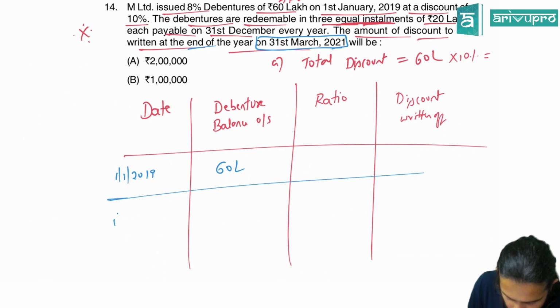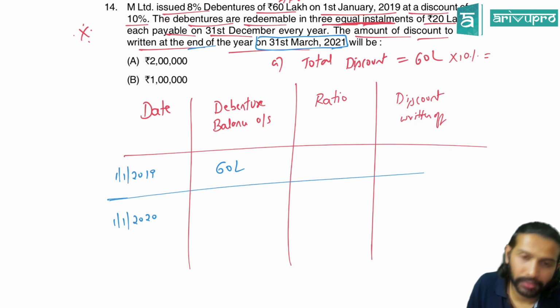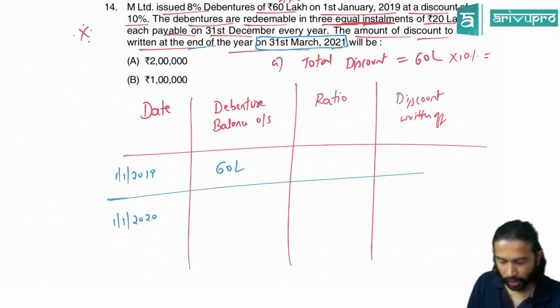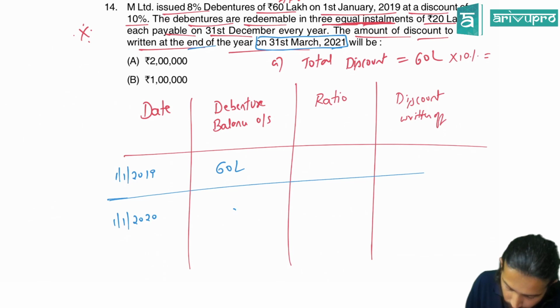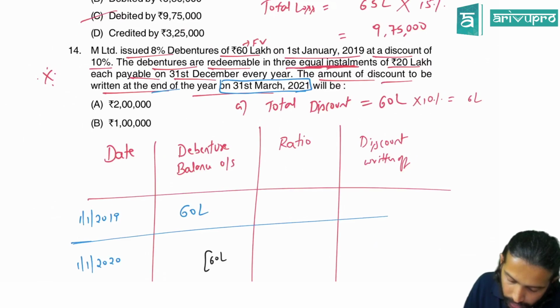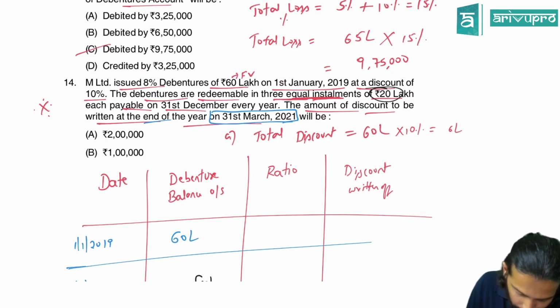Next, I will calculate 1st January 2020. I'll add 1 year. How much do you think the debenture account balance will be? Will it be 60 lakh again? No. Why? Sir, every year the company is paying back 20 lakh. They are redeeming debentures.